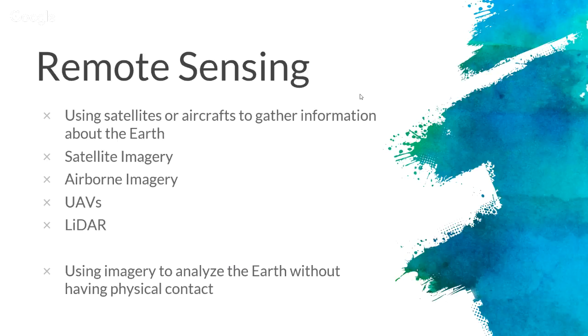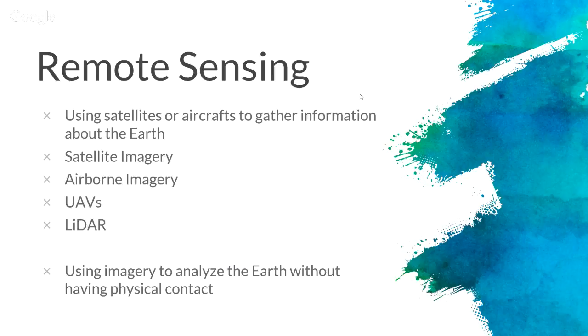Remote sensing uses satellites or aircraft to gather information about Earth. This is all that satellite imagery that you see on your Apple Maps or Google Maps. It's more of that airborne imagery. Those are the aircraft that fly and capture aerial imagery. It's higher resolution, and they can fly more frequently. We have those UAVs or drones that you see. If they have a camera and they're going up and capturing imagery, that is remote sensing.